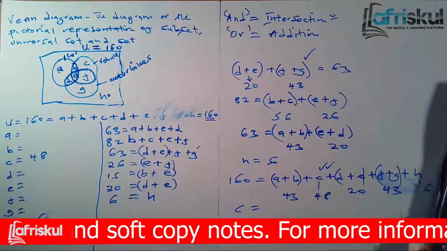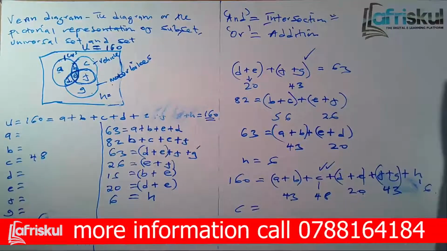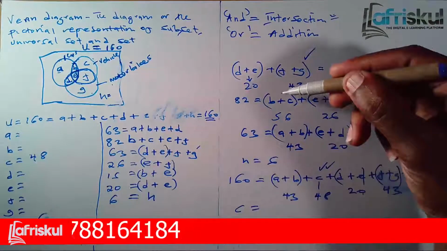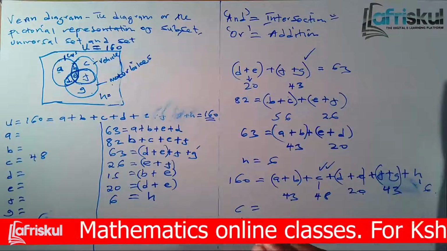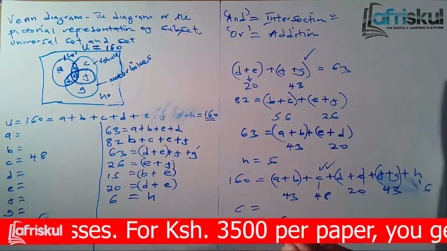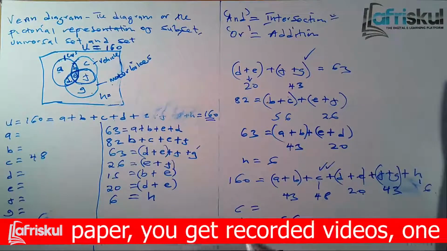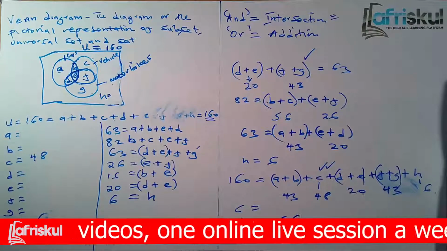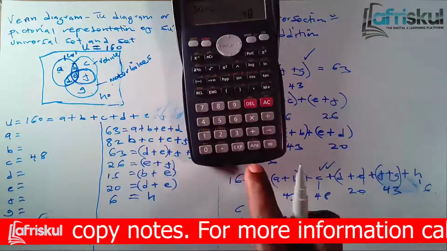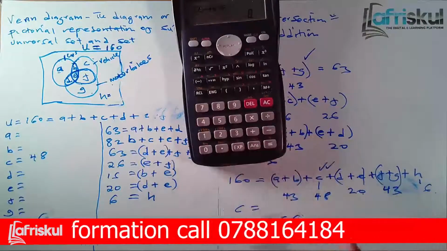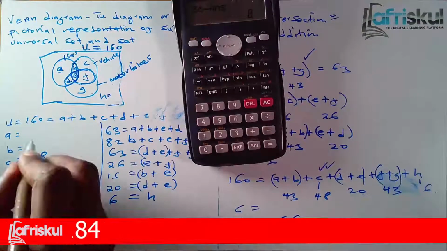After getting C, we can get B very simply, because our B plus C we got as 56. Therefore, you can get B as 56 minus 48, which gives you 8. So our B is 8.